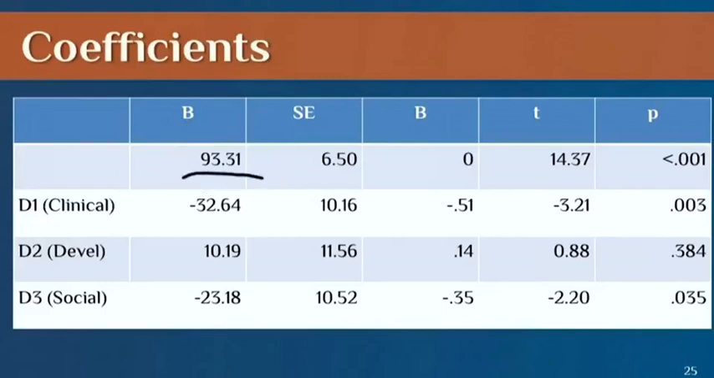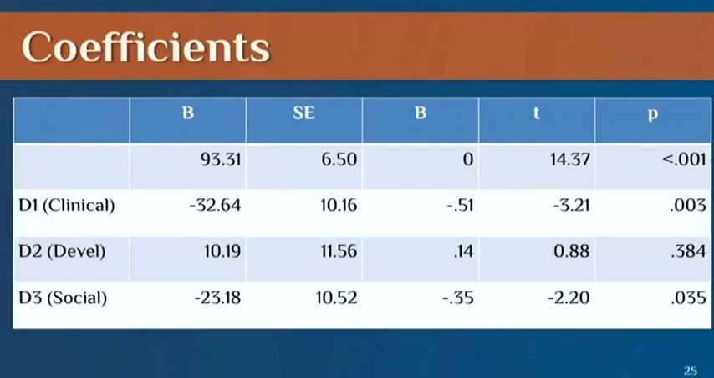Now, what is a negative 32.64? What does that mean for clinical? Well, a 1 unit increase in x is associated with that much of a predicted change in y. Well, a 1 unit increase in x took you from cognitive to clinical for D1. So that means clinical has, on average, 32 publications less than cognitive. And if you look back at the summary statistics, that's about right.